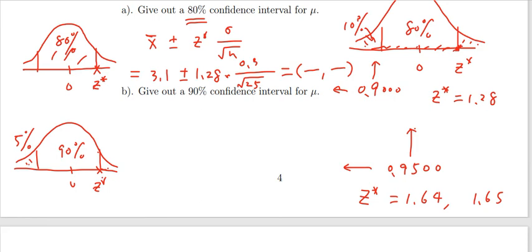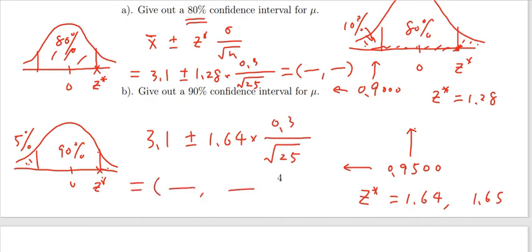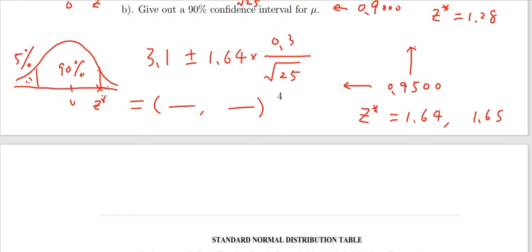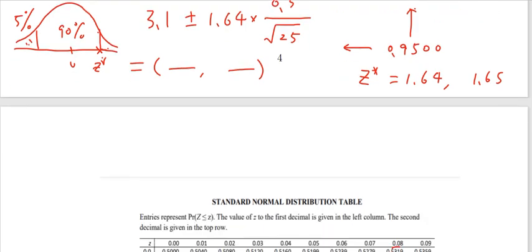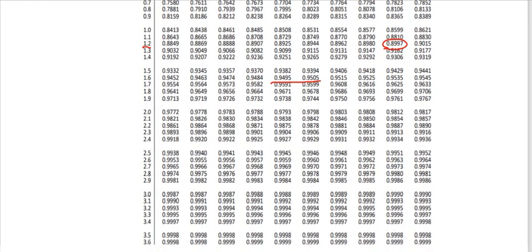So this confidence interval is just x bar 3.1 plus or minus Z star. Suppose I put 1.64, then sigma 0.3 and n 25, right? Here you just do those calculations for the lower bound and upper bound. So to find the confidence interval, the only thing is to find this Z star. The key point is to make sure you know how to find this Z star from this table.